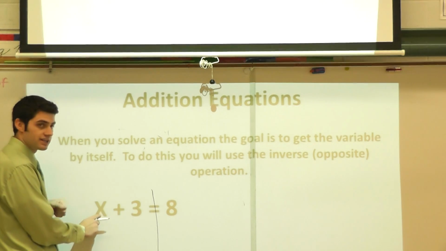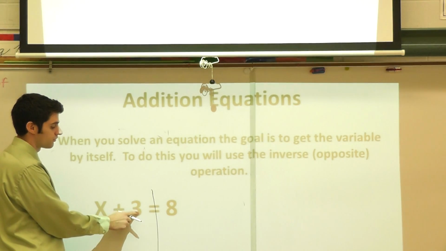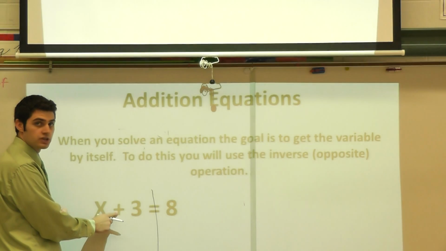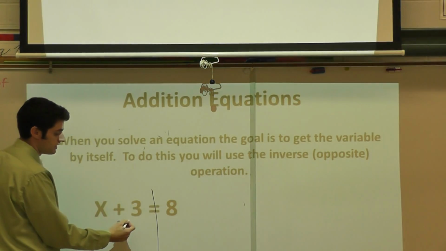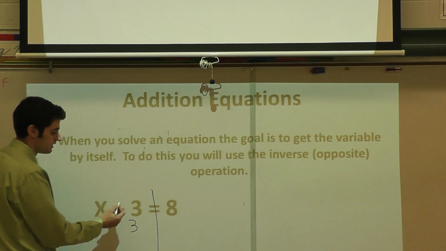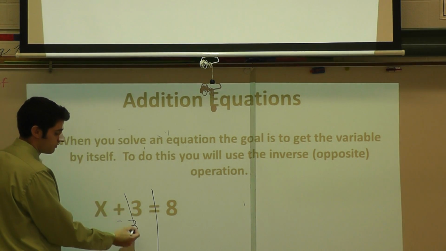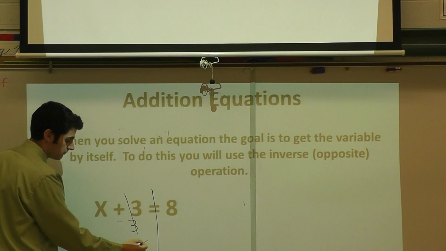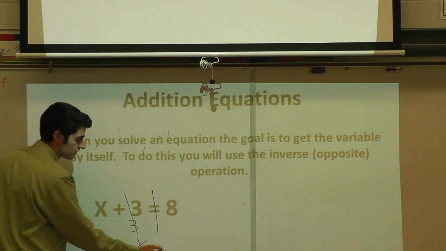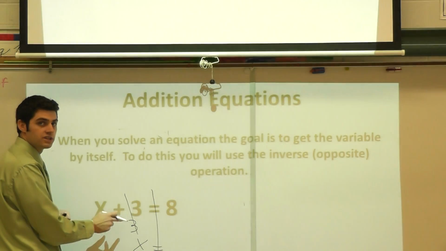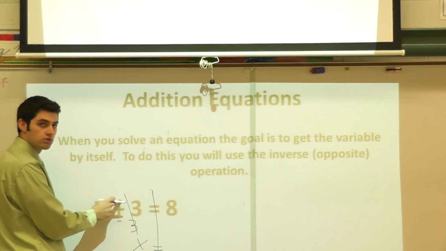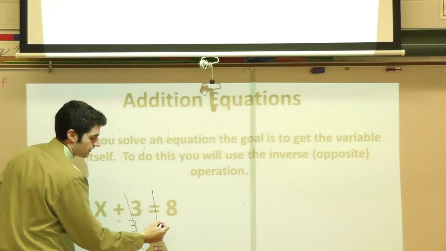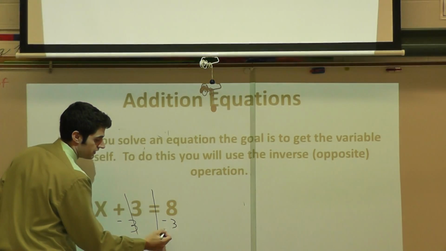Now, to get x by itself, I have to get rid of the plus 3. The inverse operation of adding is subtracting. So to get rid of the plus 3, I would have to subtract 3. A plus 3 and a negative 3 would be 0. I'm left with just the x on this side. I bring my equal sign down. What I do to one side of the problem, I must do to the other side. So if I subtracted 3 from this side, I would then have to subtract 3 from this side.